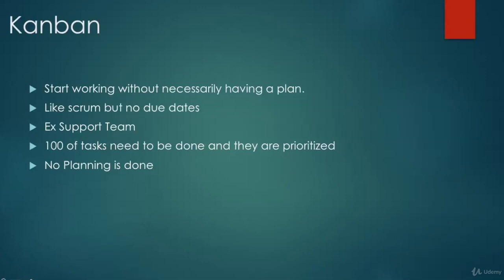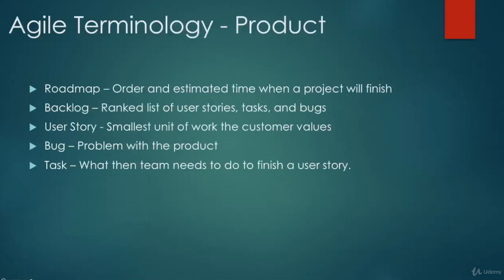So now I'm going to go a little bit into some of the terminology that you're going to see when you're using Agile and using Jira. So the first term we're going to go over is a roadmap. It's a plan of action for how a product or solution will evolve over time.